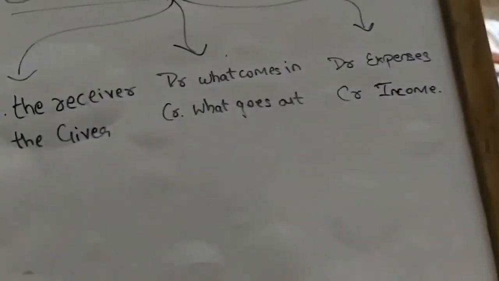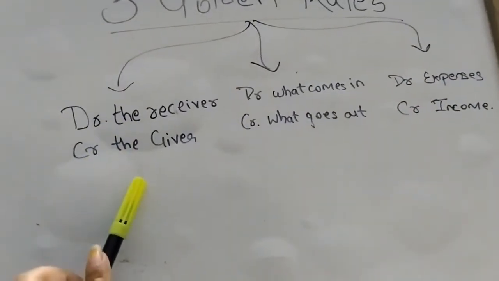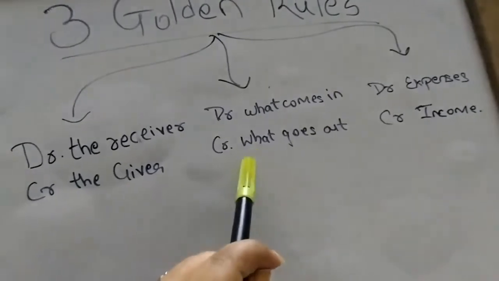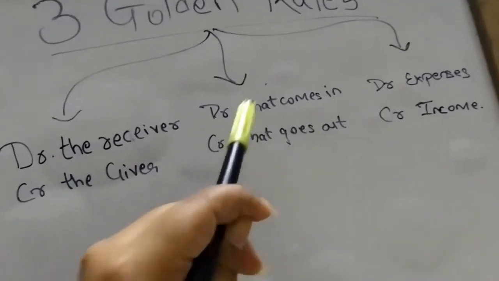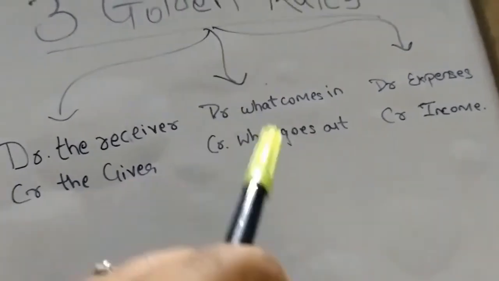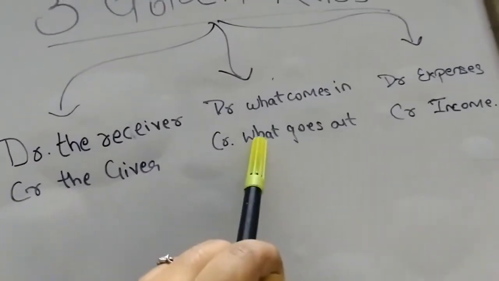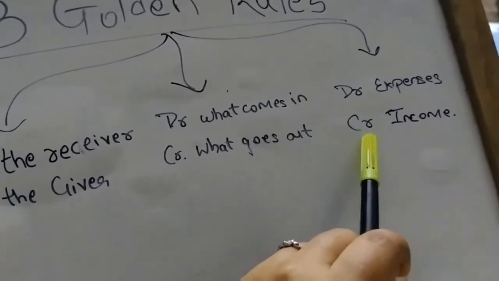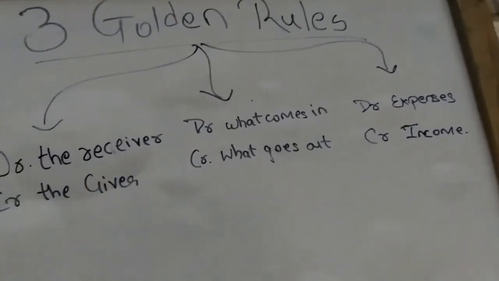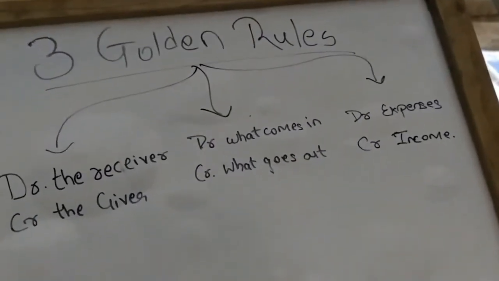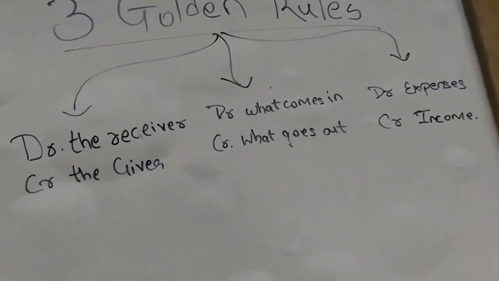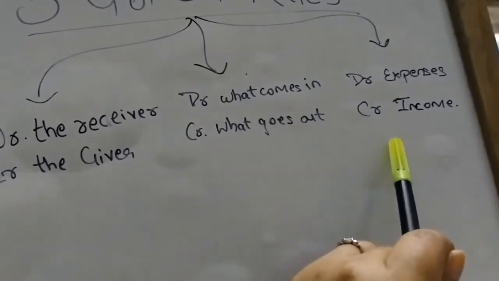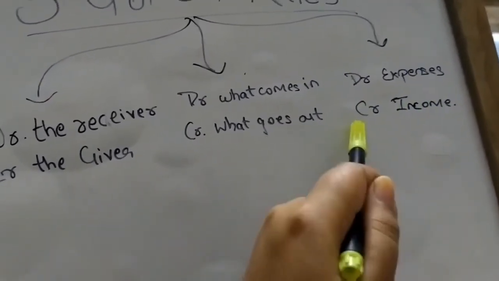The first golden rule is you need to debit the receiver and credit the giver. The second golden rule is debit what comes in. Something that's coming into your business, you need to debit, and something that's going out of your business, you have to credit. The third golden rule is debit the expenses and credit the income. All the expenses like rent, tax, salary, wages, you need to debit. Whereas whatever your income is, rent could be an income, dividend could be an income, these things you need to credit.